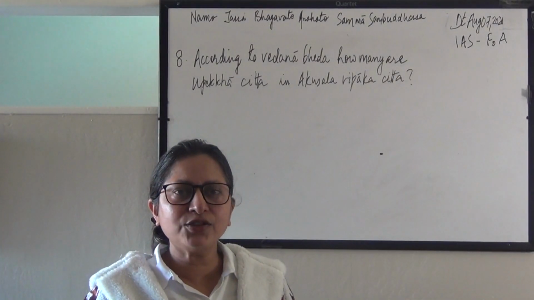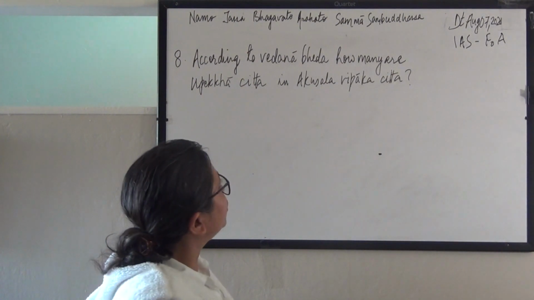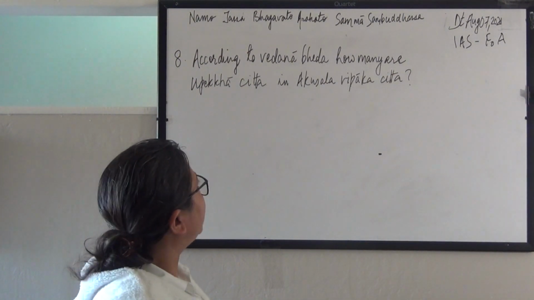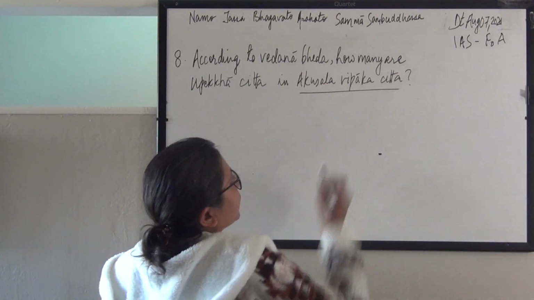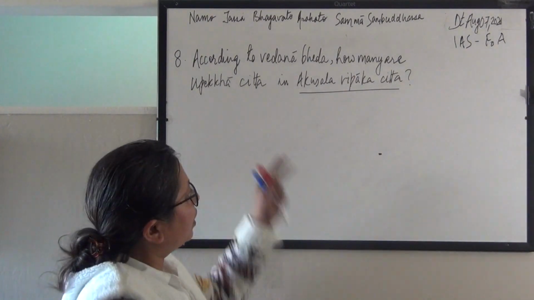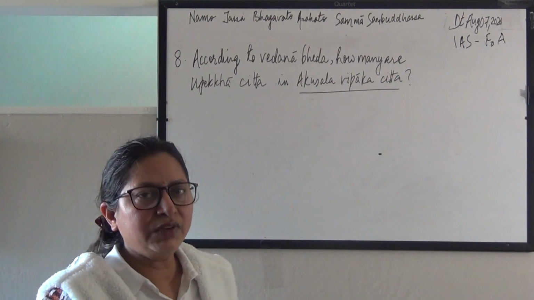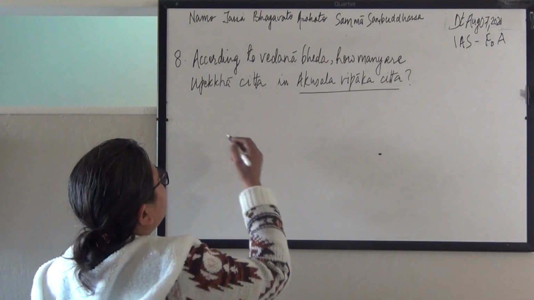Okay, that brings us to the 8th question. Let us see. According to Vedana Bhed, how many are Upekha Chitta in Akusala Vipaka Chitta? So let us list all the Akusala Vipaka Chitta and then we see the Vedana Bhed of those Chitta. So how many Akusala Vipaka Chitta?